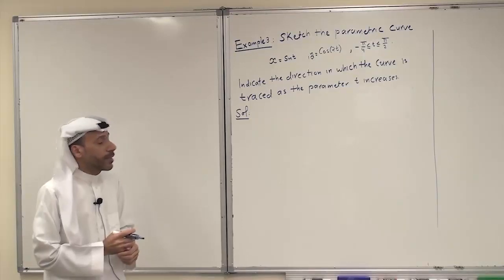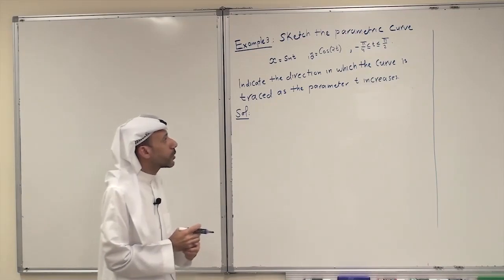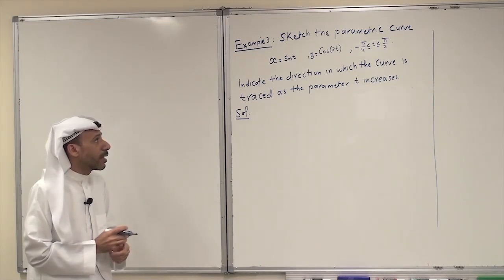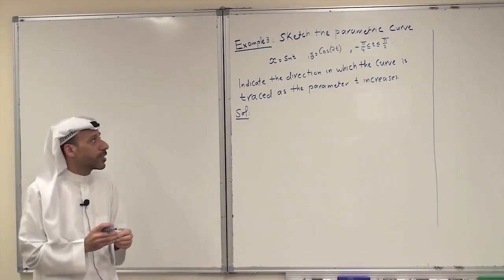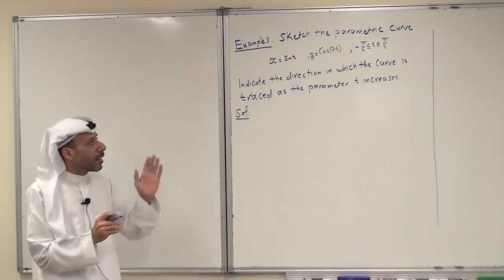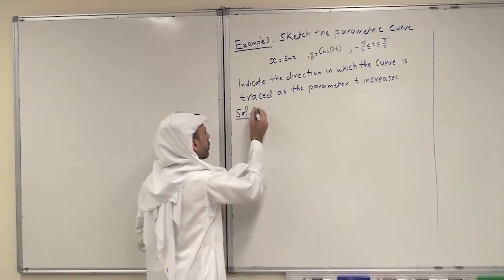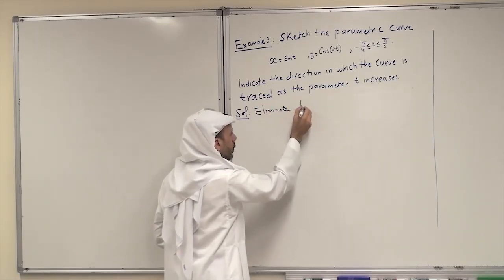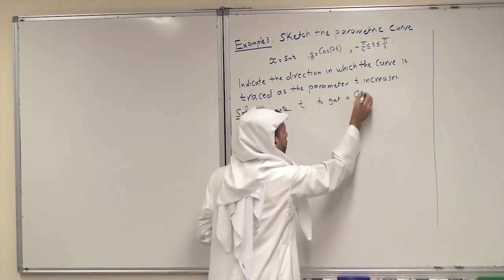We consider example 3, which is: sketch the parametric curve given by the given parametric equations over the given interval. Indicate the direction in which the curve is traced as the parameter t increases. To sketch the parametric curve, we use the practical way, which is by eliminating the parameter t to get a Cartesian equation.